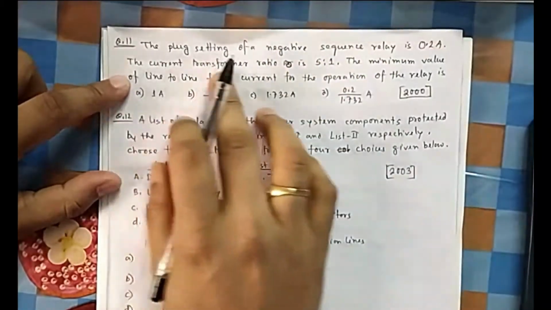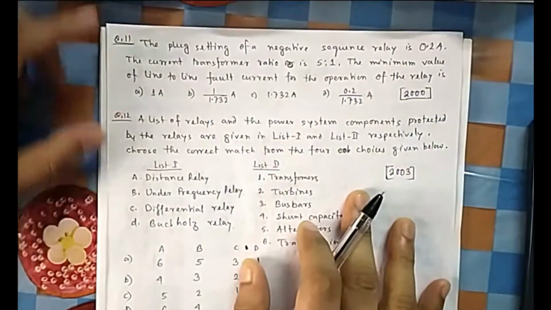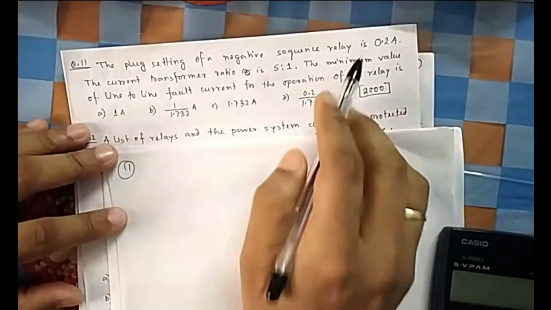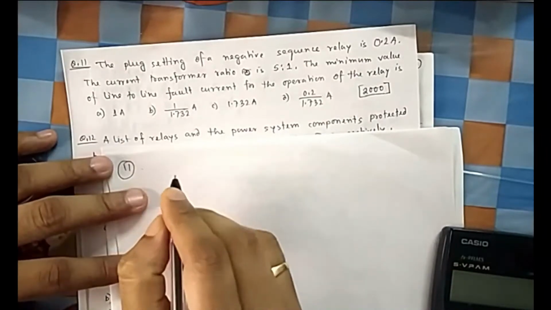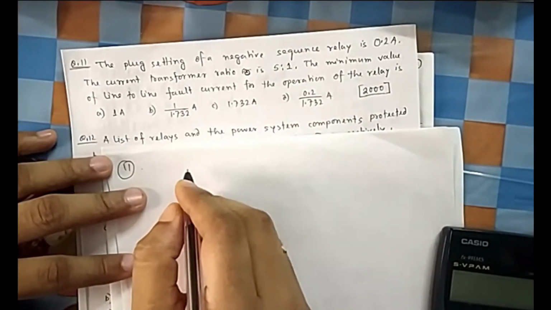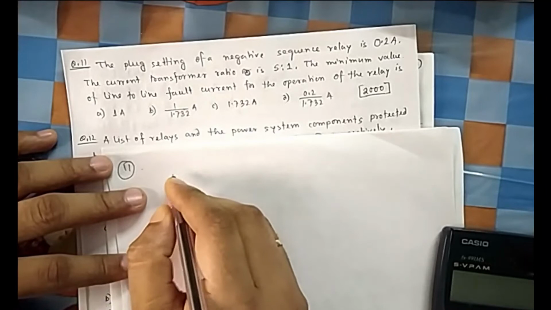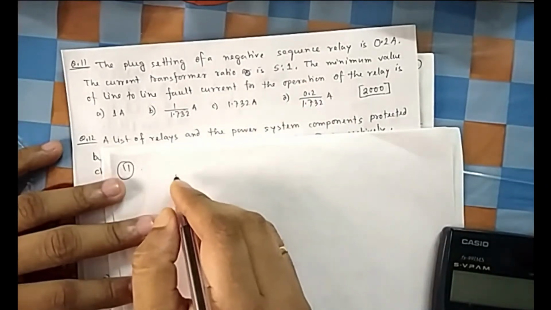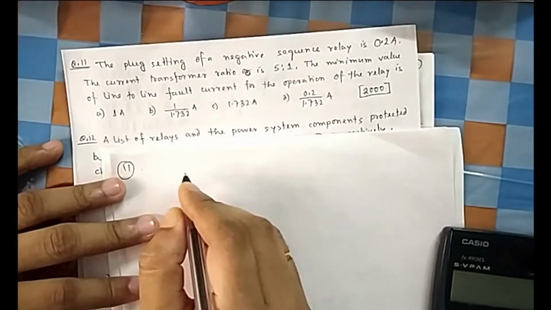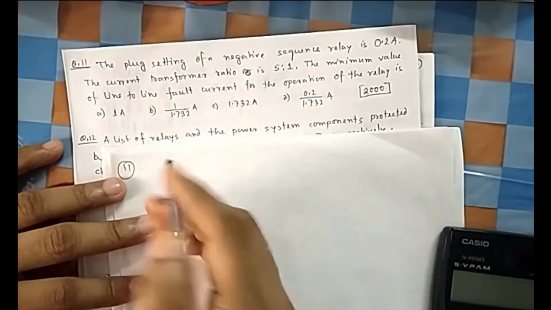sequence relay is this much, the current transformer ratio is given, find the minimum value of line to line fault current for the operation of the relay. Now, the plug setting is given as 0.2, that is, 0.2 is the secondary current for which the relay will trip. Okay, so what is the ratio? The ratio is 1:5.